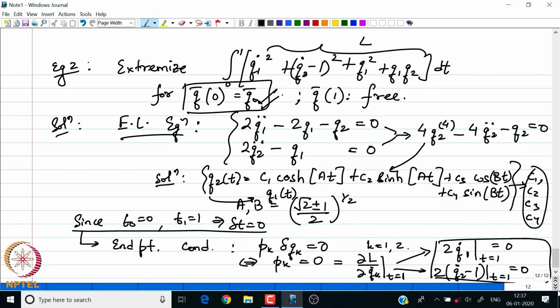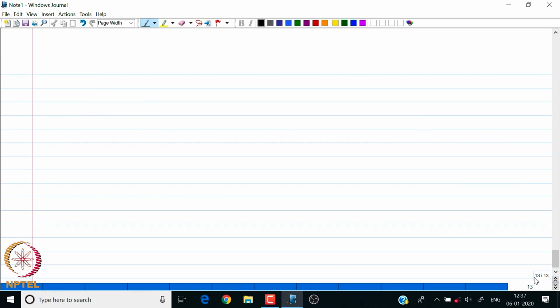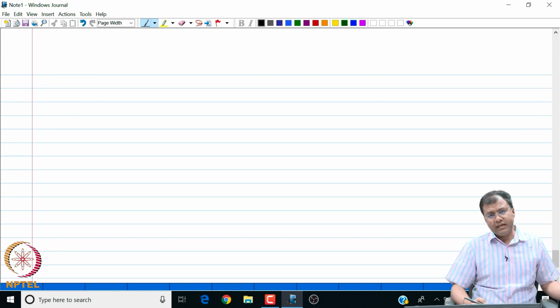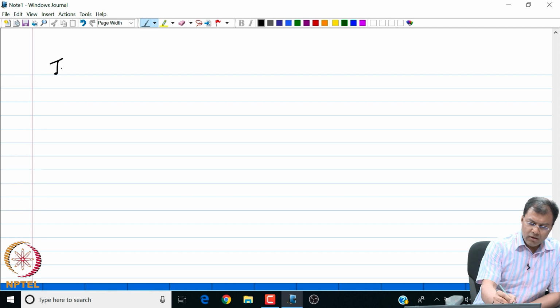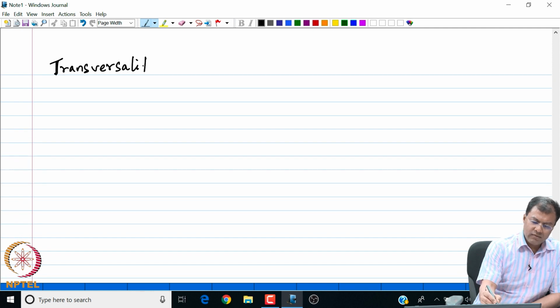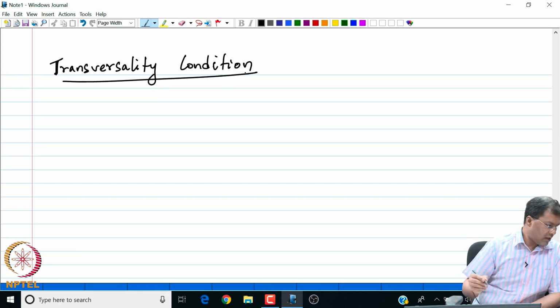So, let us look at another example, but before that let me also introduce a further generalized scenario of variable endpoint criteria, right. So, I am going to talk about a topic that is known as the transversality condition. So, what exactly is this condition and when is it going to be applicable?